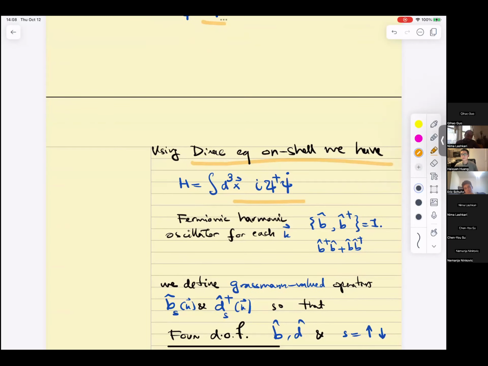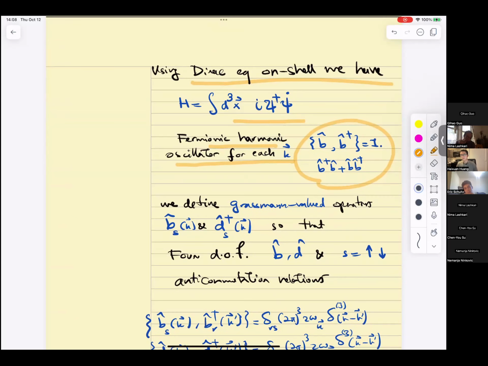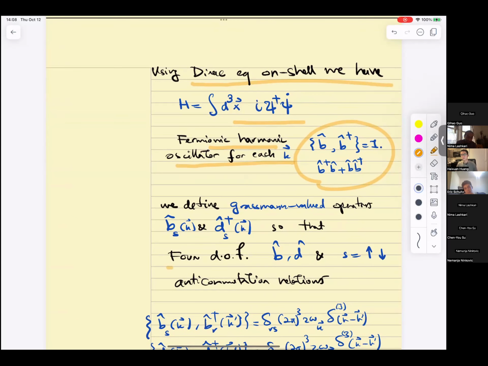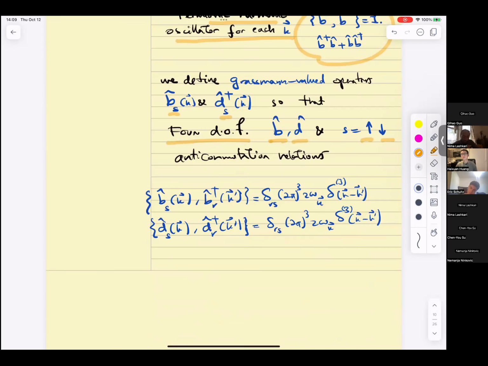All right, so in anticipation of what we're going to get, we're going to end up with fermionic harmonic oscillators for each k. And these are the correlations that we'll have to satisfy. But we said that the Dirac spinor had 4 degrees of freedom, the B's and D's. Each of them has an S variable, which is spin up and down. 4 variables total. And they should be satisfying the anti-commutation relations.